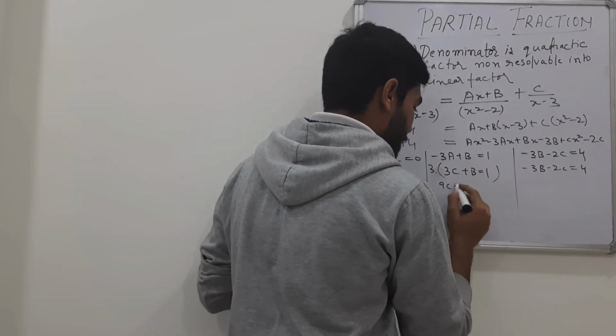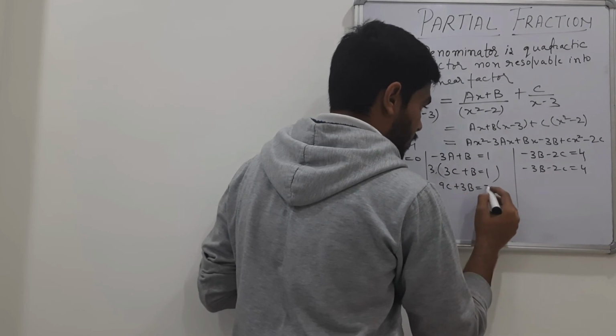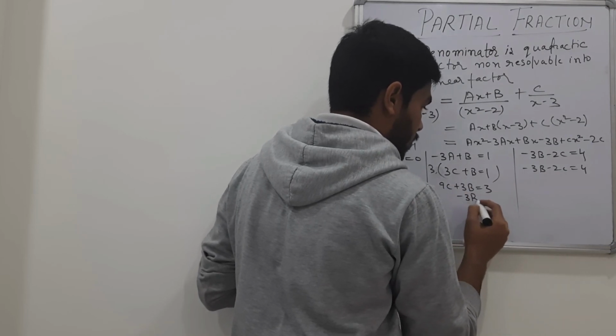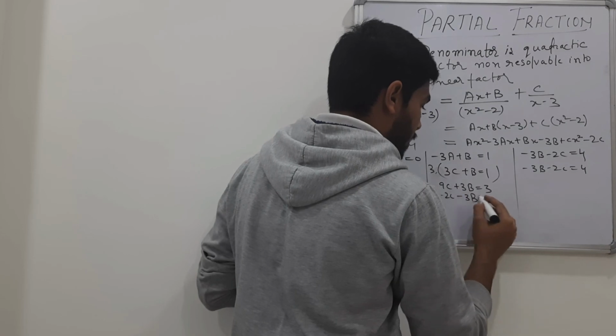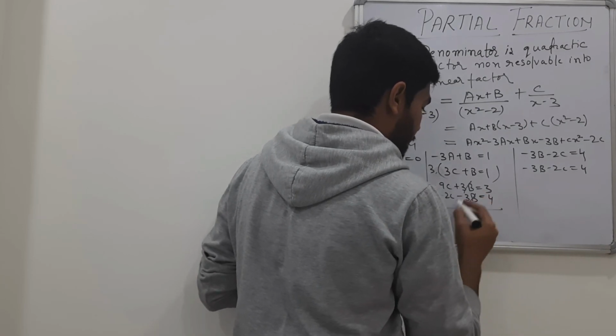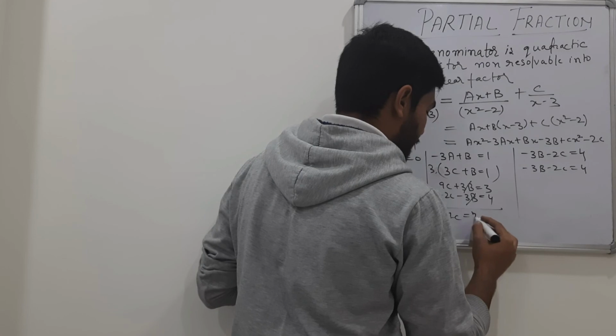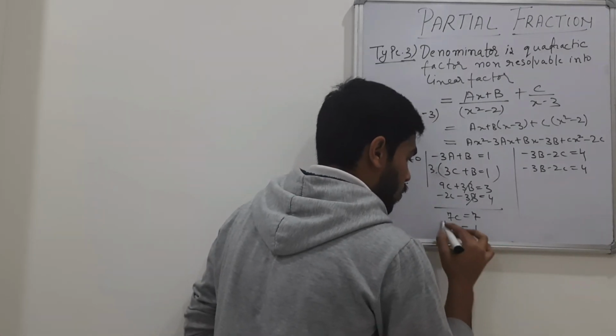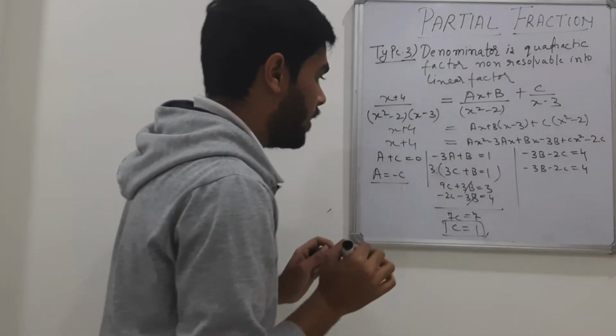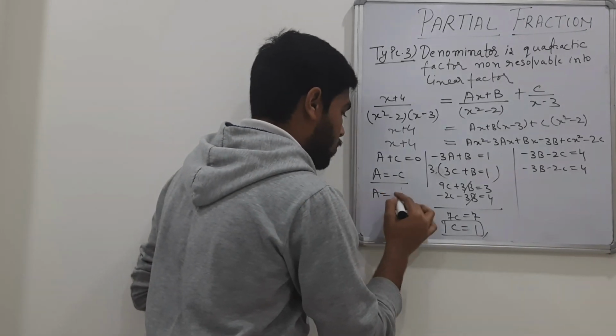So 9c plus 3b equals 3. Now we will solve this simultaneously with minus 3b minus 2c equals 4. This and this will be cancelled out. 7c equals 7, and so c equals 1. So c equals 1 came, and a will be minus 1.